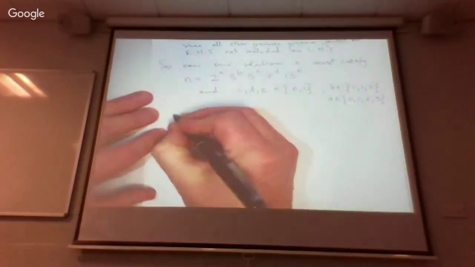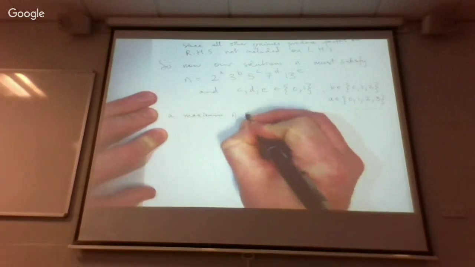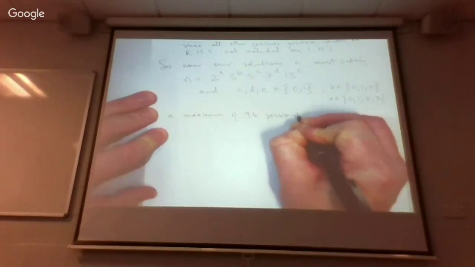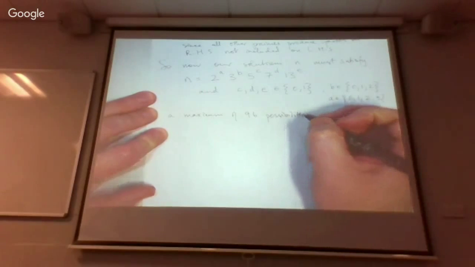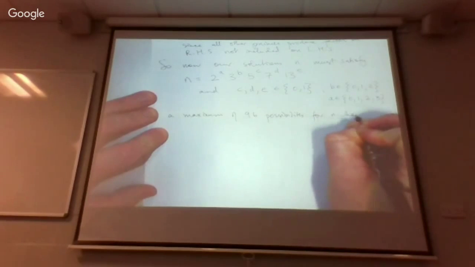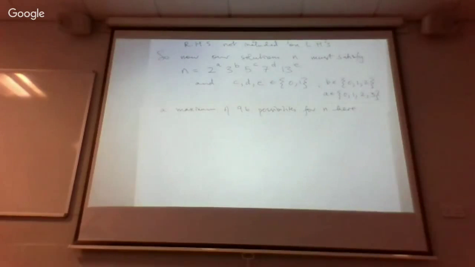So a maximum of 96 possibilities here for n, did I work that out right? 4 times 24. Yeah, I think so. 96 possibilities for n here. We're already home and dry. Well, 13 is the biggest thing to exclude.